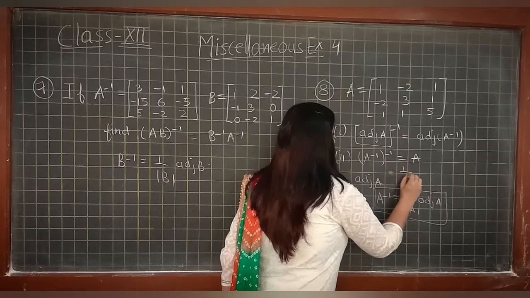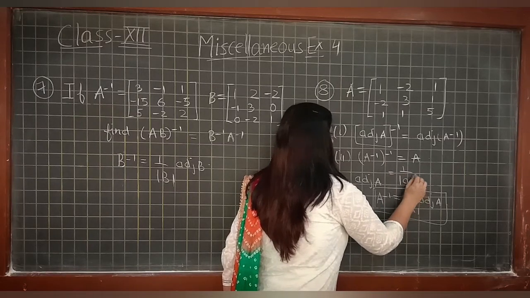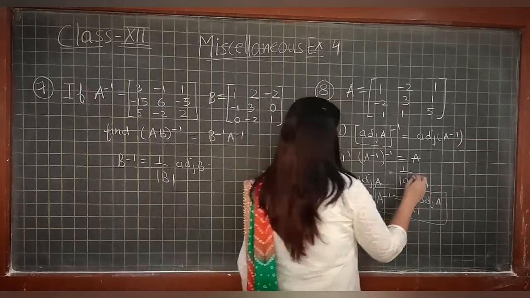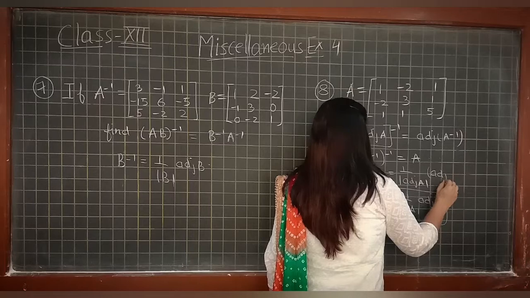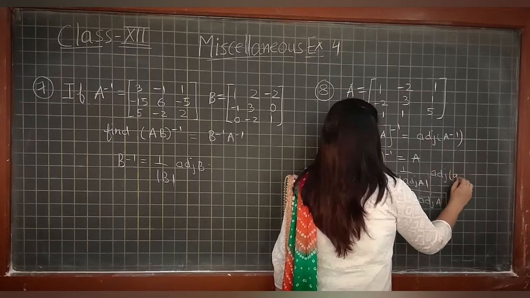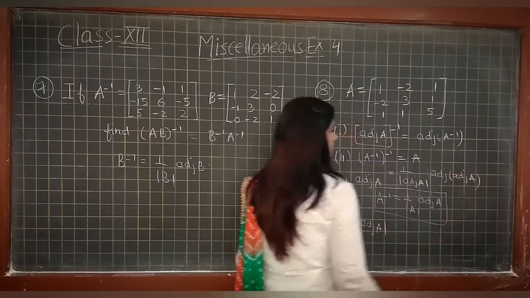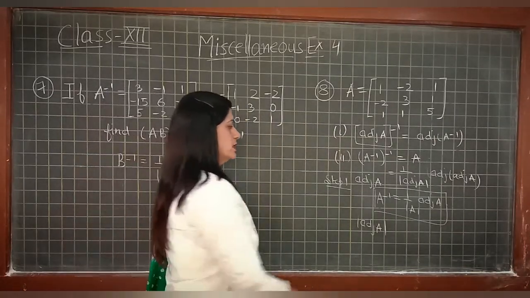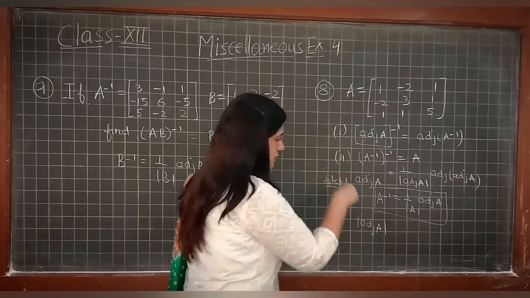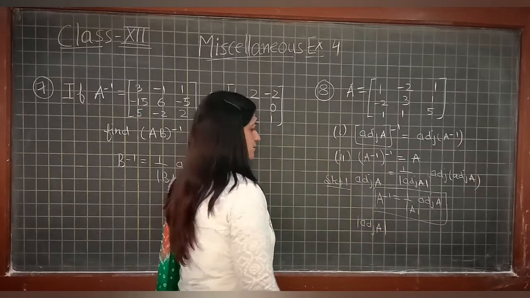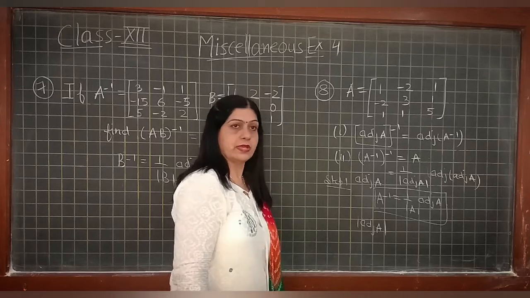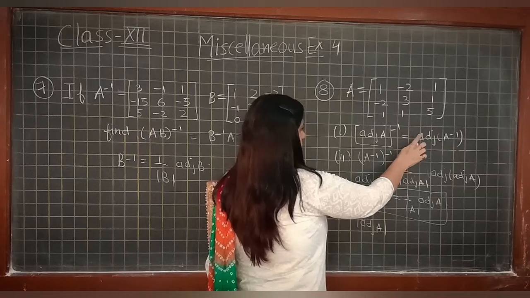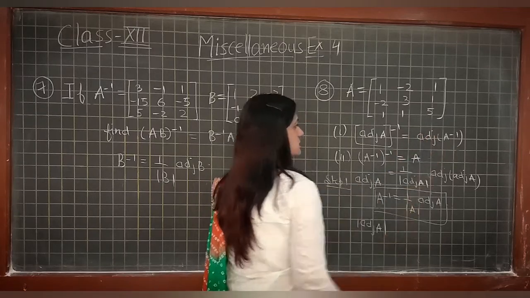So inverse of this adjoint of A will be 1 upon determinant of adjoint of A into adjoint of adjoint of A, because you know that A inverse is equal to 1 upon determinant of A into adjoint of A. So this you can find now, and then for RHS you have to find adjoint of A inverse.